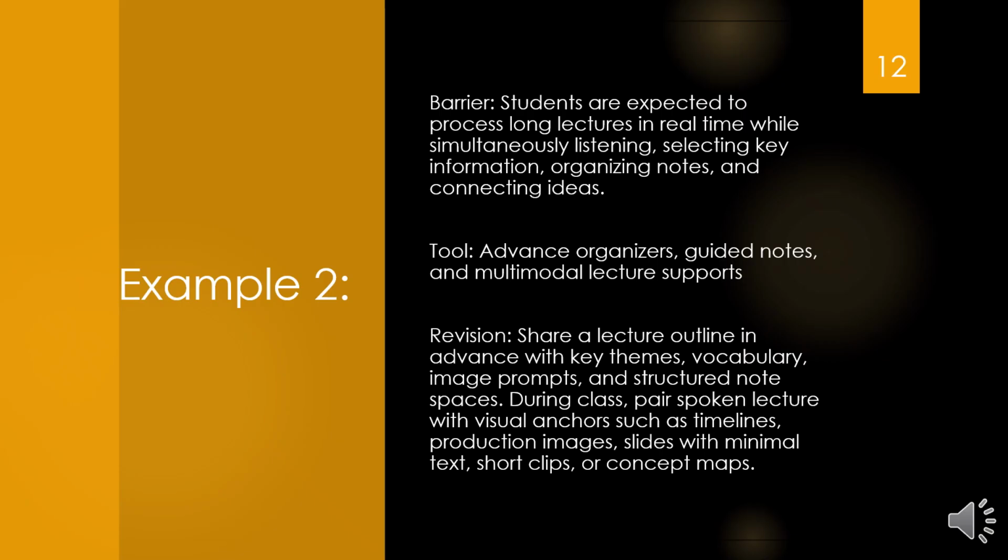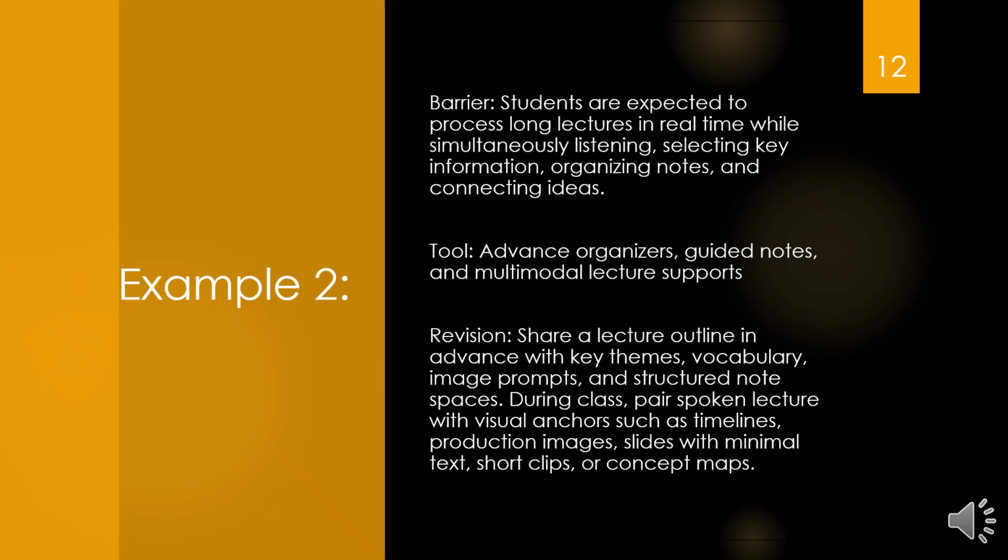One way that we can support this is through advanced organizers, guided notes, and multimodal lecture supports. So instead of expecting students to build structure as they listen, we can provide that structure in advance. In practice, this might look like sharing a lecture outline ahead of time with key themes, vocabulary, and space for structured notes. During the lecture, spoken content is paired with visual anchors, such as timelines, images, or short clips to reinforce key ideas. And in some cases, this also might include brief moments of active or embodied engagement.